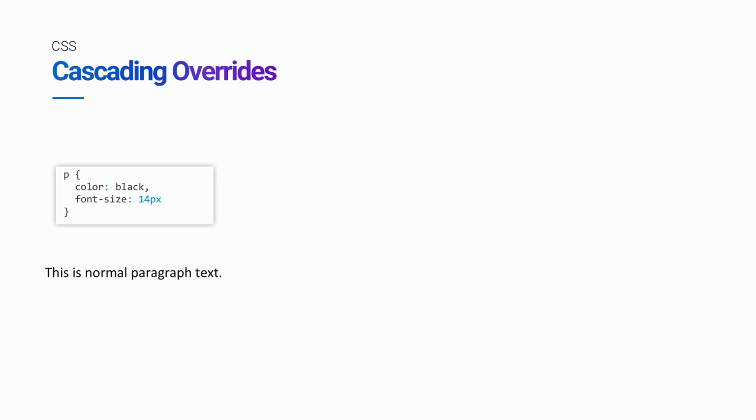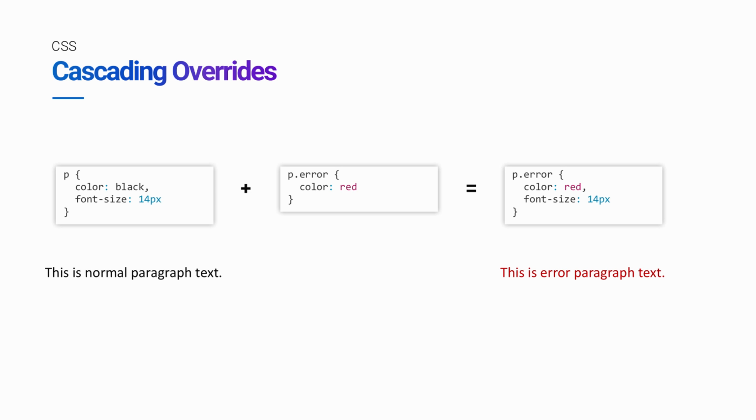To answer that question, we can actually take a look at CSS. CSS uses this concept of cascading overrides. So if I define a style for paragraph and I specify the color as black and the font size as 14 pixels, and then I create another style that's more specific, so I say paragraph text that also has the class of error, and I specify a color of red, the error text for paragraphs is actually the combination of the first styles overridden by the more specific styles. And so we end up with paragraph text that is red and has a font size of 14 pixels.